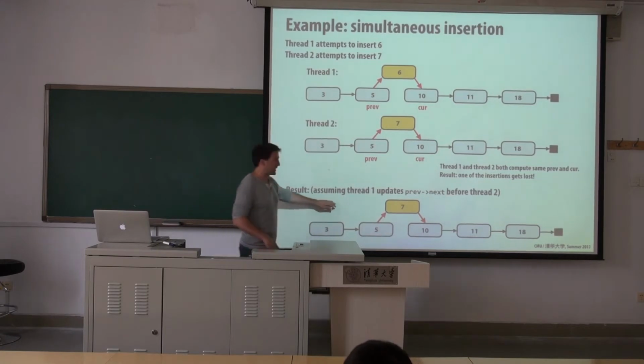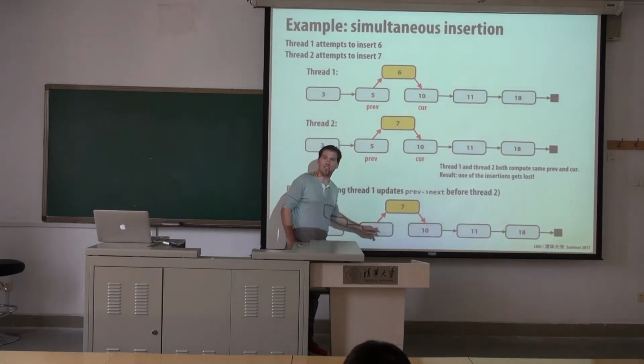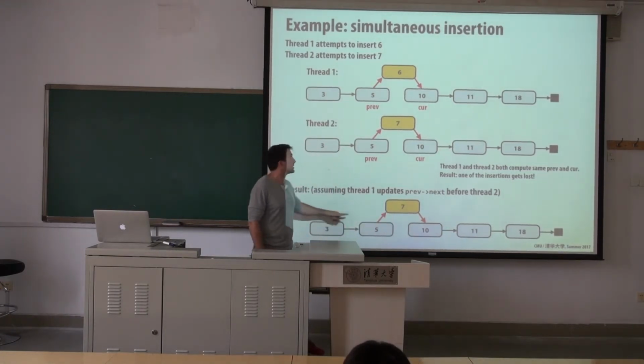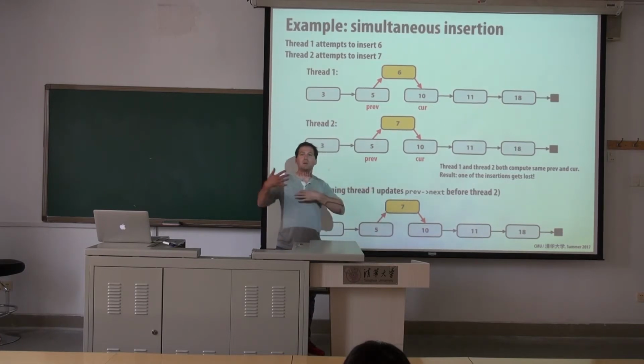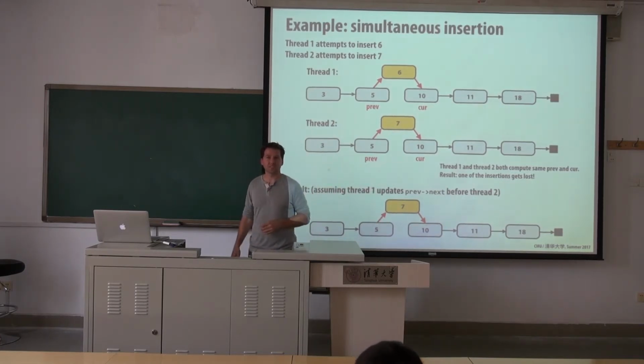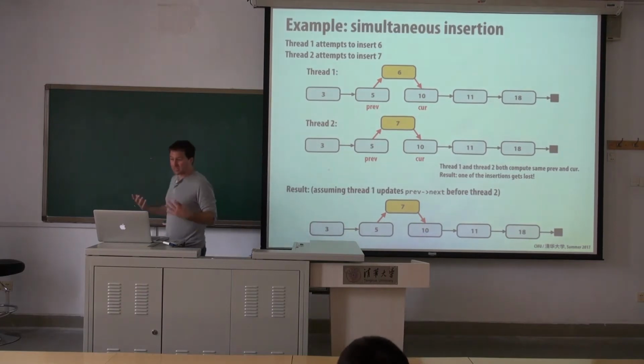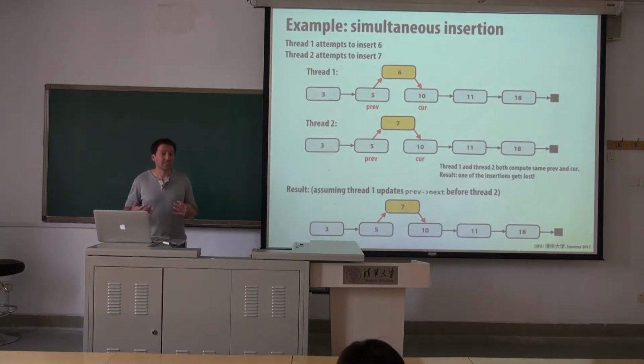My data structure will either look like 3, 5, 7, 10, or it will look like 3, 5, 6, 10, depending on which thread won the race. I was supposed to insert two things, and I actually end up inserting only one. My data structure is missing an element.